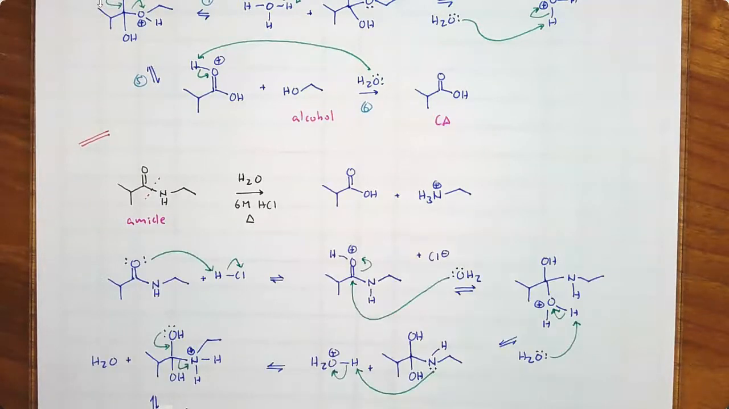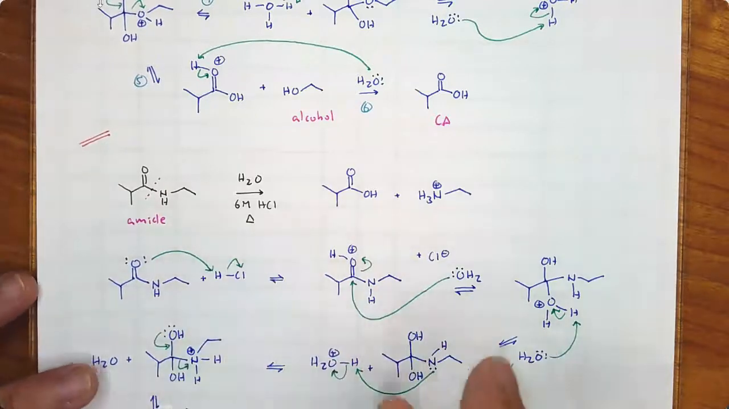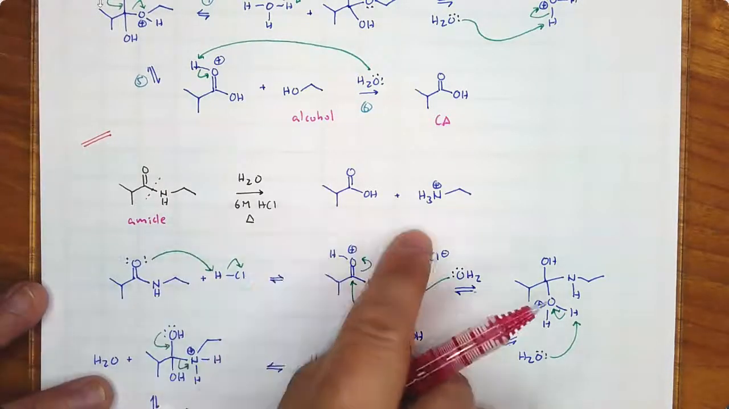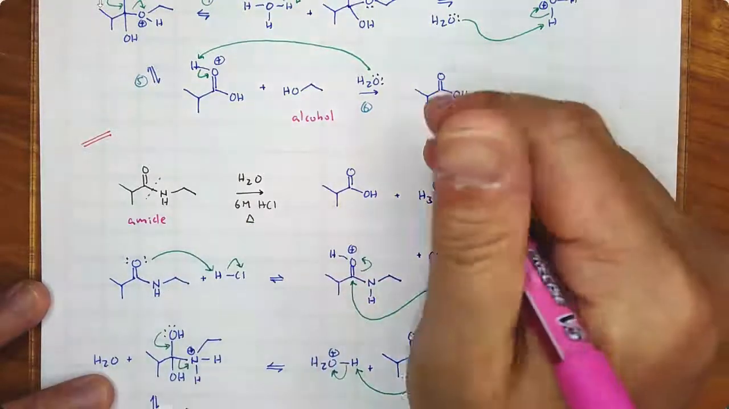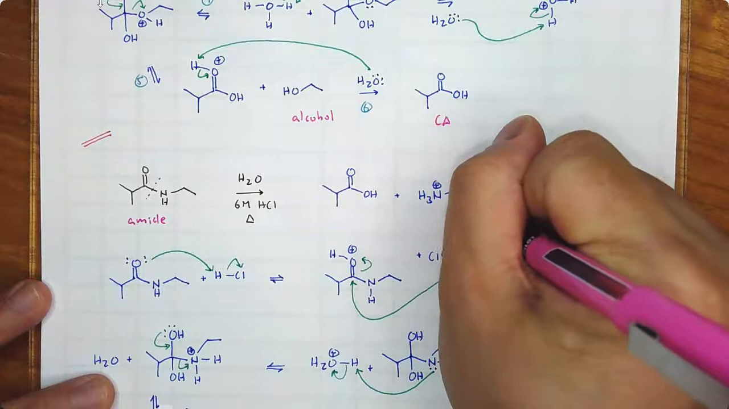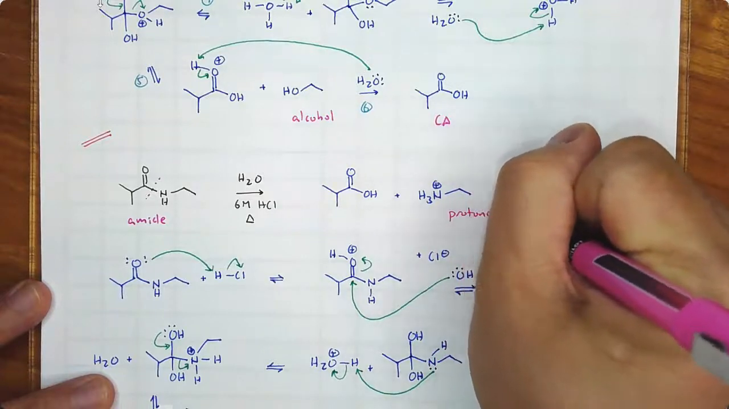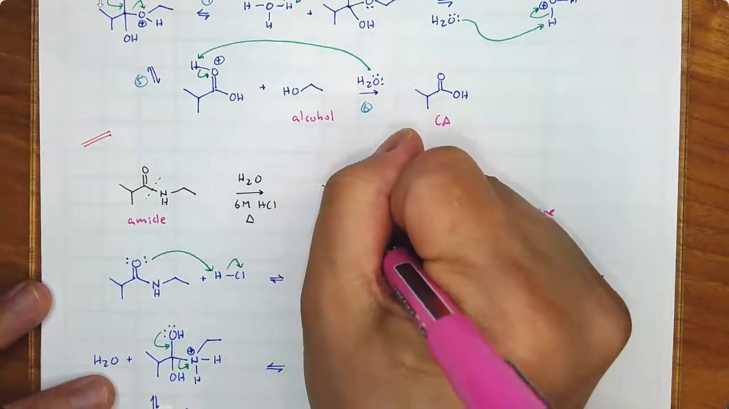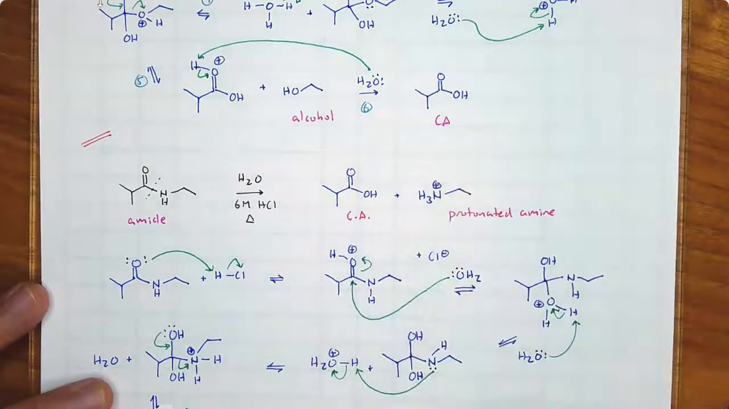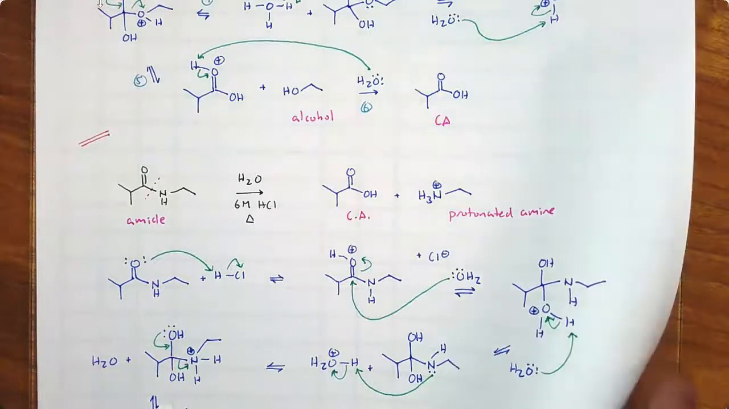Okay, before I get to the mechanism, just remember, because we form an amine it's basic and we're under acidic conditions, you will get the protonated amine, not the neutral amine. And again, we have our carboxylic acid, just like above. Okay, let's take a look at the mechanism.